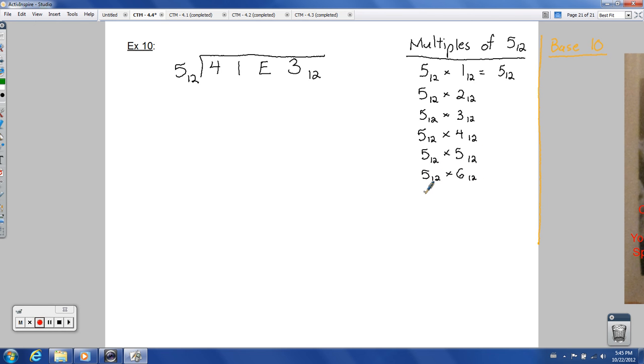6, 7, 9. How do we write 10 again? We write a t, so it's 5 times t for 10 base 12, and then 5 base 12 times e for 11. What does all this stuff equal?